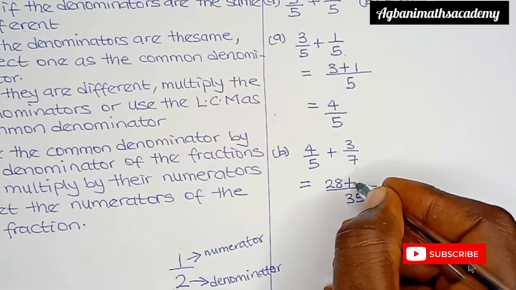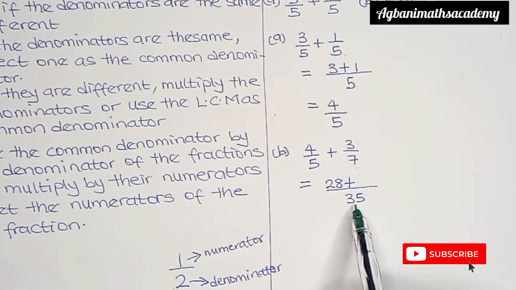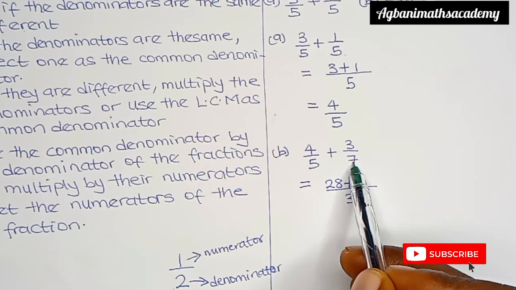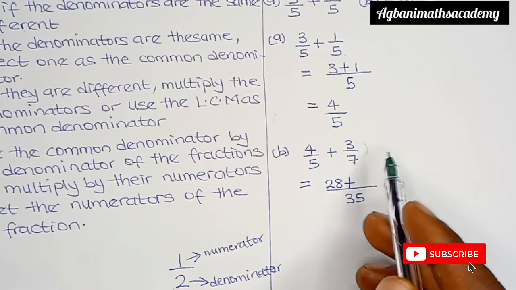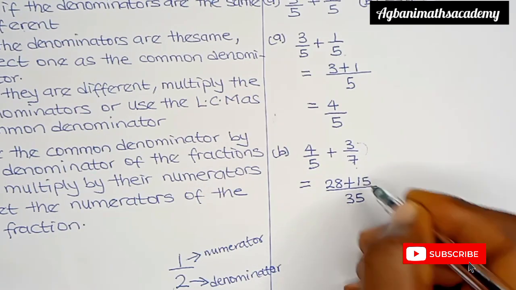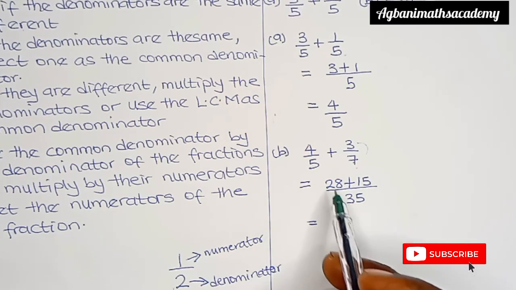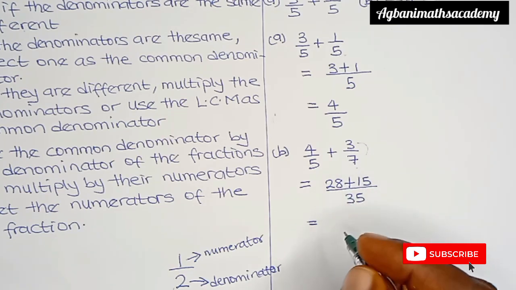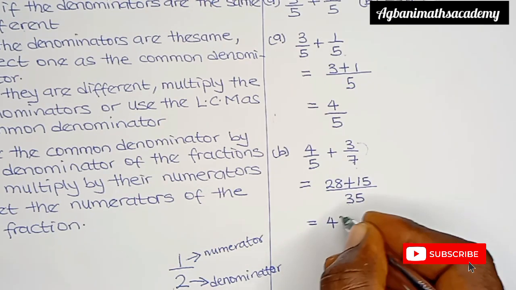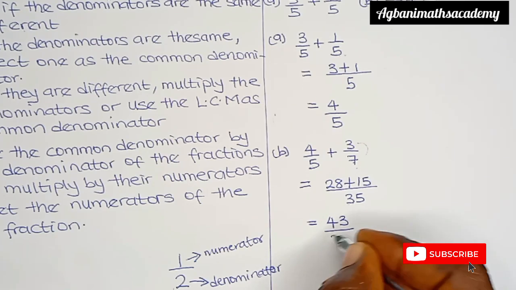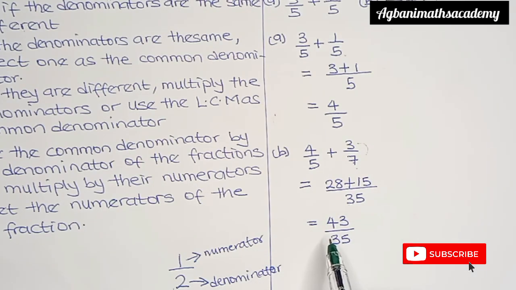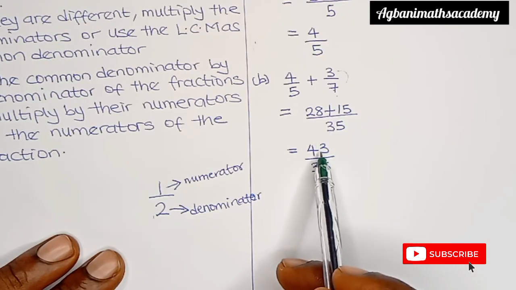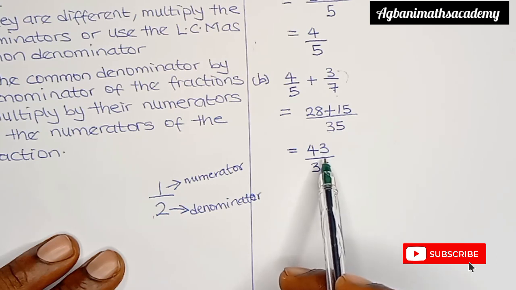We bring the plus sign down. We follow the same process for this fraction. 35 divided by 7 is going to give us 5. 5 multiplied by 3 is going to give us 15. So this means we are going to add the two numerators together. 28 plus 15 is going to give us 43 all over 35. But this is an improper fraction. An improper fraction is a fraction whose numerator is larger than the denominator. So in this case, we have to change from improper fraction to mixed fraction.